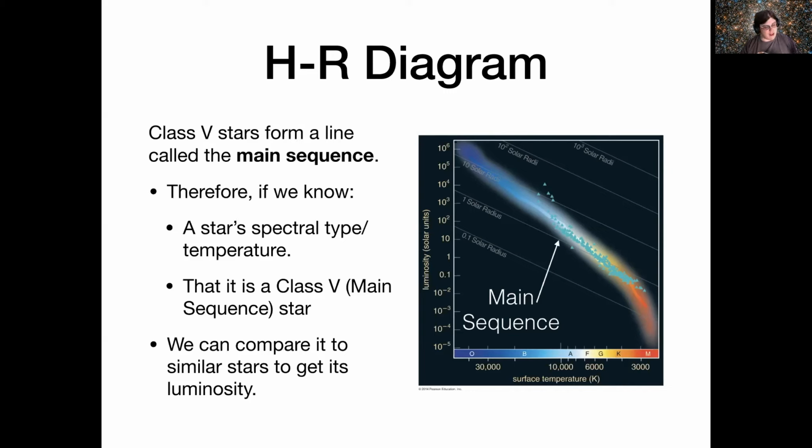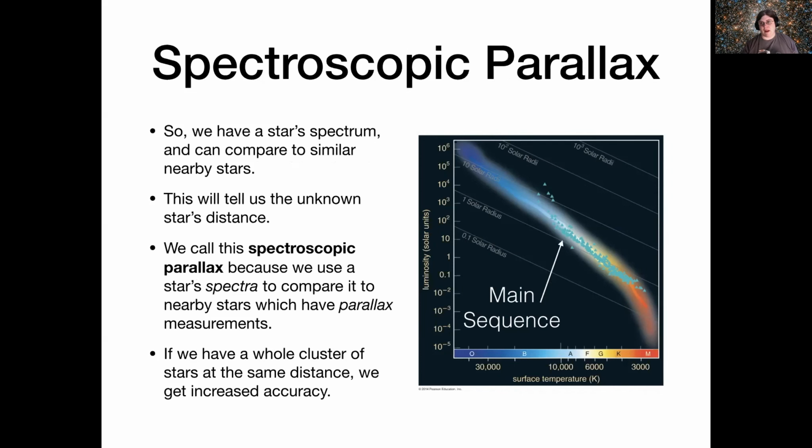We're basically comparing nearby stars where we know the luminosity independent of pretty much anything else to distant stars where we don't. So as a result, we call this spectroscopic parallax. We're using a star's spectra to compare it to nearby stars that do have parallax measurements. It's not actually parallax, it's just using both spectra and parallax to get the distance of a star. Now for individual stars, this method has a lot of error. If we can get the distance another way, it's usually better.